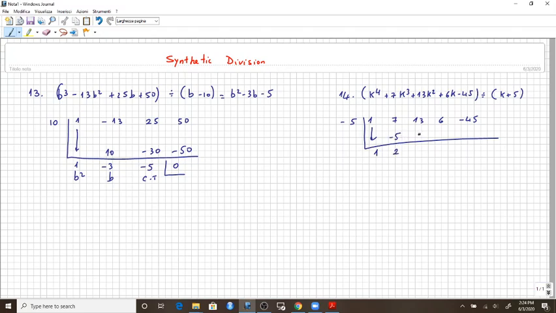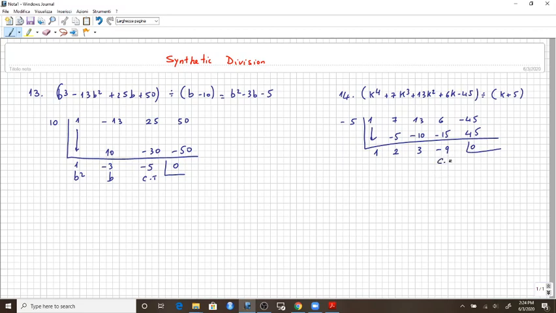7 minus 5, 2. 2 times negative 5, negative 10. 3. 3 times negative 5, negative 15. 6 minus 15 is negative 9. Times negative 5 is positive 45. Remainder of 0. Now, do not assume a remainder is 0 all the times, okay? In this case it's 0, but it may be a different number, of course.